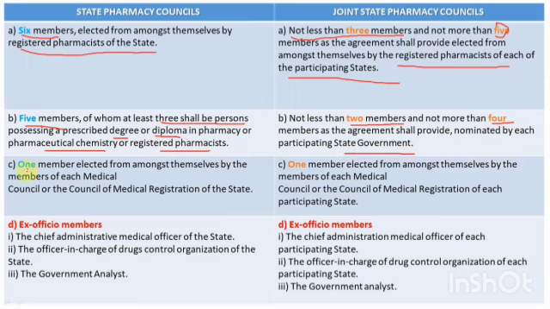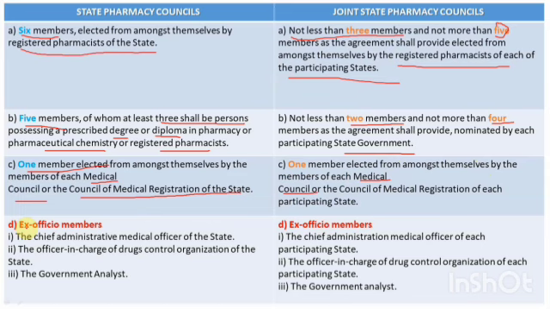Then next, 1 member elected from amongst themselves by the members of each medical council or the Council of Medical Registration of the state. Here, 1 member elected from amongst themselves by the members of each medical council.